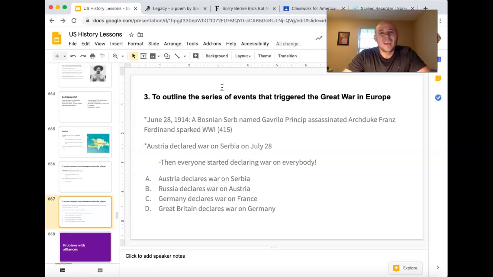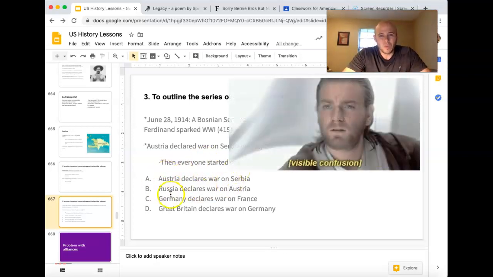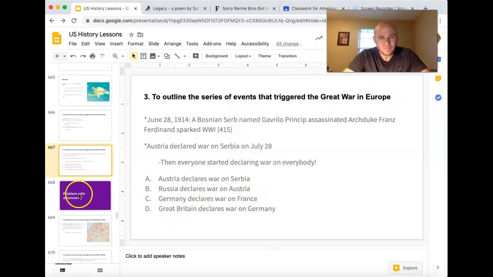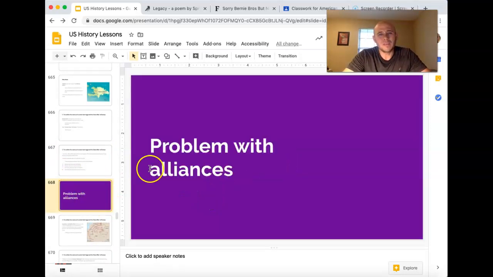Interesting thought. Anyways, Austria declares war on Serbia on July 28th because they held them responsible for the assassination happening in their country. And then everybody starts declaring war on everybody. Austria declared war on Serbia, like we said. Russia declares war on Austria. Germany declares war on France. Great Britain declares war on Germany, and so on and so forth. And the one thing, a lot of you guys aren't going to really remember all these different details, but the point I want you guys to capture from this is this.